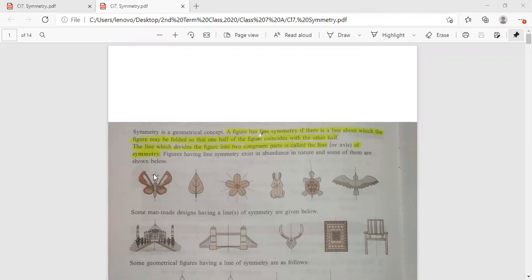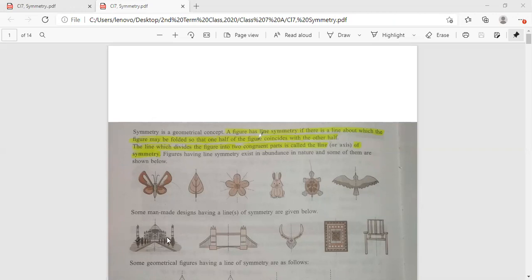Then the figure is said to have line symmetry, and the dotted line is called the line of symmetry or axis of symmetry. Now here also you'll observe, suppose you draw a figure of this and cut it out. Then if you fold it along this dotted line, you'll find both sides are exactly the same, coinciding with the other half. Similarly with this, if you fold it along this line, you'll find both sides identical. So this has multiple lines of symmetry, we say.